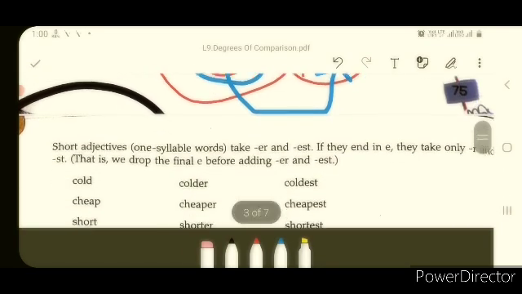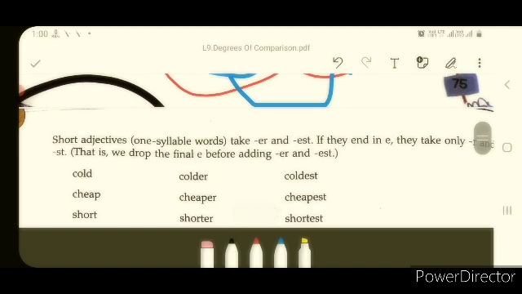Superlative basically. So see, short adjectives, one syllable words, take er and est. If they end in e, they take only r and st.